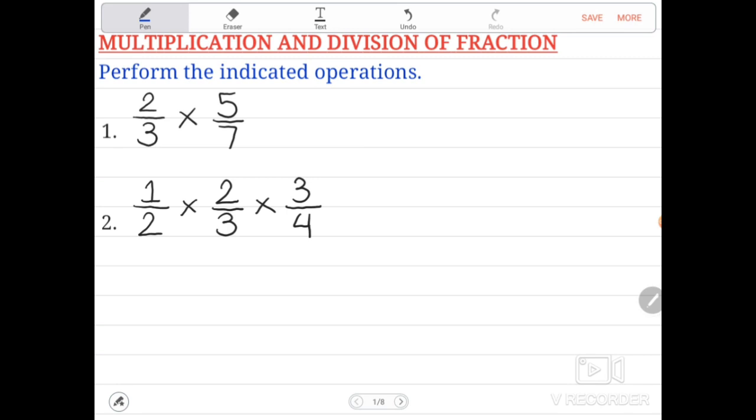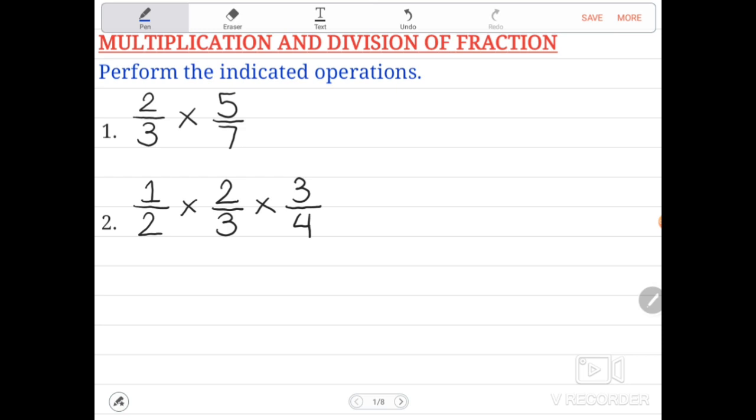Our topic for the discussion today is all about multiplication and division of fraction. So how are we going to perform multiplication and division of fraction? In multiplication, as simply as this, numerator multiply by numerator, and then denominator multiply by denominator. Or in short, taas sa taas, baba sa baba.